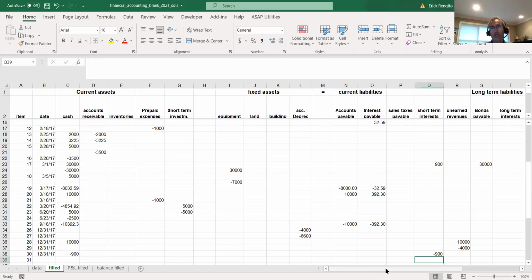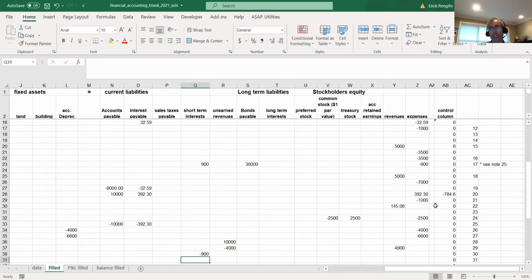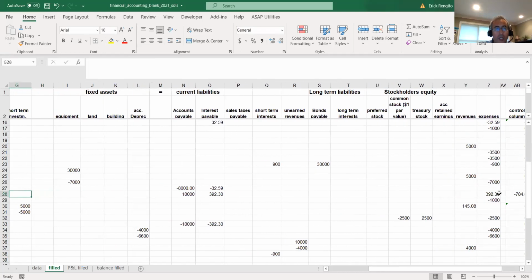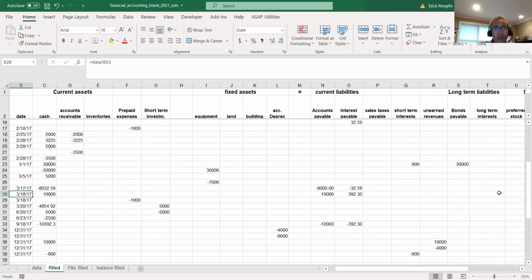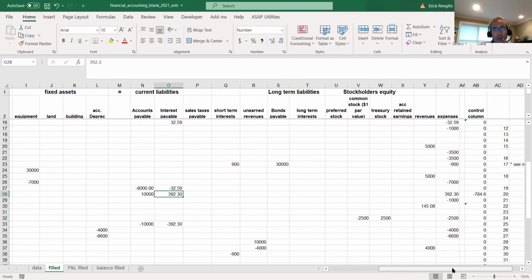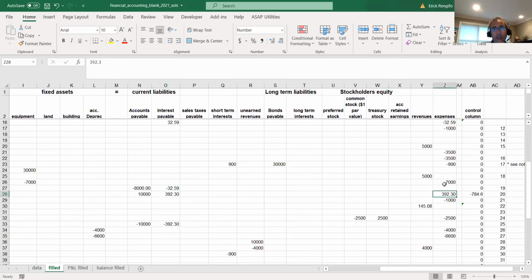In order to check if we're okay, one of the ways to check, oopsie, here we have an issue. Why? Oh, sorry, I need to pay 10,000. I received 10,000. I will have accounts payable and this, okay, interest payable. Oh, remember, expenses are always negative, guys. So now we have everything.